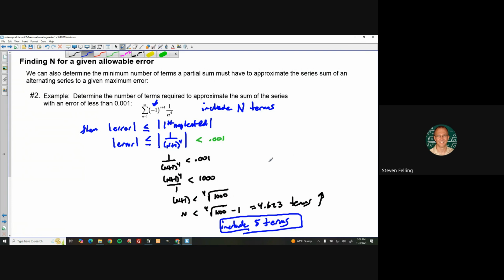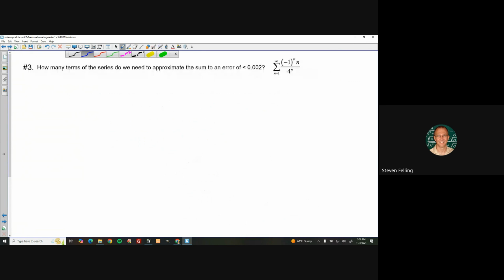Okay, so that's how it would show work if I was asked a question in this form. Okay, I've got one last example. I think this is it. How many terms do we need to approximate an error of this one to less than 0.002? This illustrates something else that can happen. So same kind of setup as before.